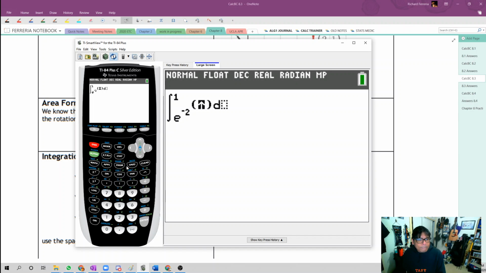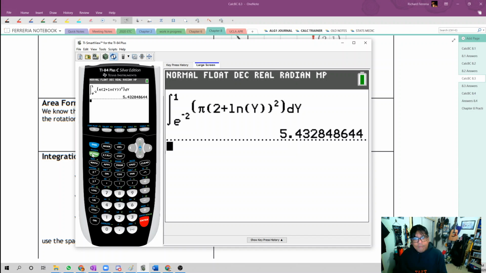Pi, and then the quantity of 2 plus the natural log of, well, gosh, we could use y if we really wanted to. Natural log of y, and then we're going to square it, and we're going to do this in terms of dy. Sure, why not? Calculators now, you have the option of doing it this way. So let's integrate. Yeah, 5.432.